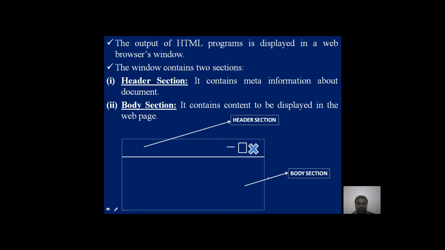Now what do you mean by body section? A body section always holds the data which is to be displayed on the web page. Now what do you mean by header section? The header section always holds metadata. Metadata means data about data, the data which describes another data. So the header section always describes the data which is defined in the body section. Let us say, for example, I have some data like this.